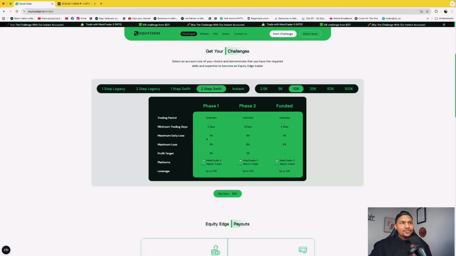Now, with Equity Edge, you have to remember that you've got a maximum daily loss of 4%. That means you cannot lose more than 4% of the account per day. You've got a maximum loss of 8%, which means you cannot lose more than 8% overall of the account, and then you've got your profit target of 8%.